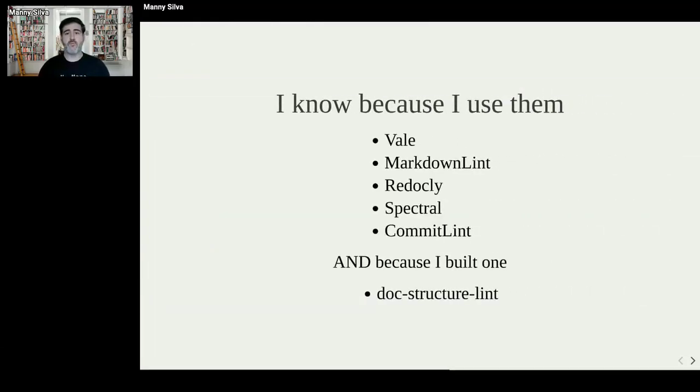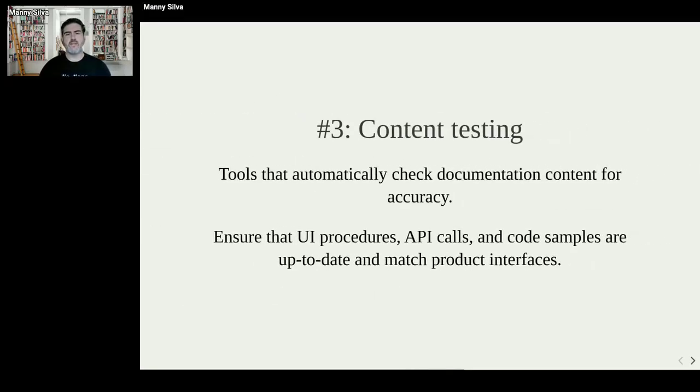I already mentioned Vale for prose linting and style guide adherence, but there's also Markdown lint if you use Markdown as your content to make sure that you're using the syntax correctly. We've got Redocly and Spectral for OpenAPI definition, AsyncAPI definition, Arazzo linting, and I did also build a prototype of a documentation structure linter. So all of this can inform whether or not we're doing this accurately, that we are conforming to style and our semantics.